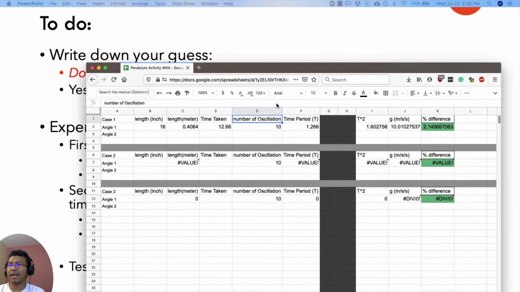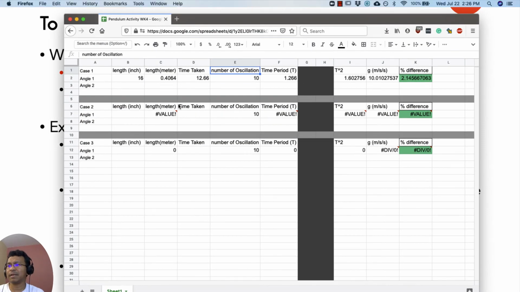So I have prepared an Excel spreadsheet for you. For example, here you can see that you have three cases: case 1, case 2, and case 3. This will be shared with you, by the way. And the length that you measure is given here. Always put the length in meters because that's the standard unit. If I measured it in inches, which happens to be the case because I have the inch tape around me, you can always convert that into centimeters and measure the time taken.